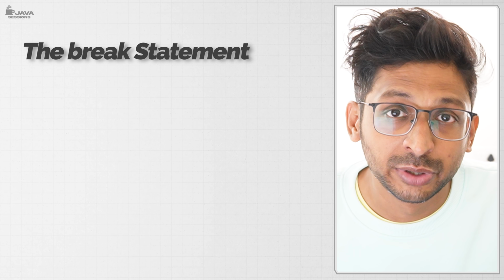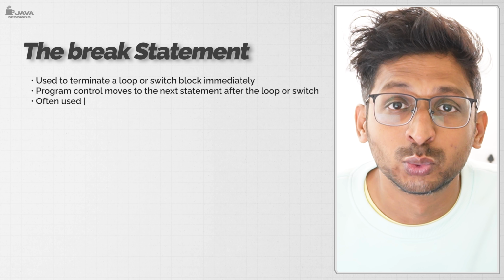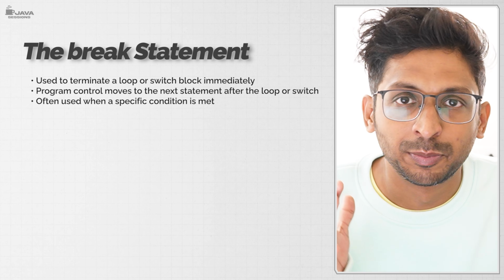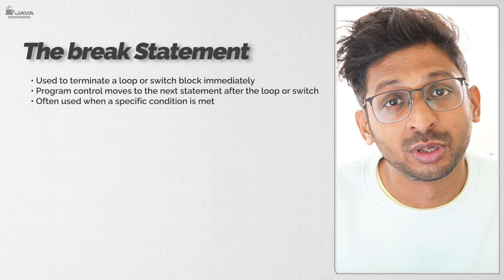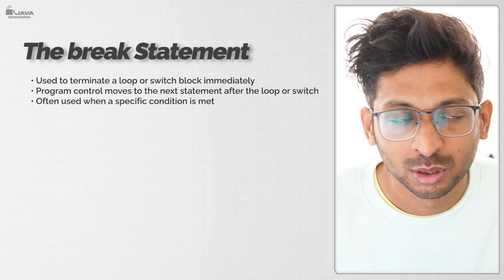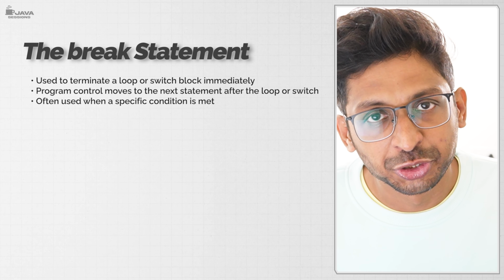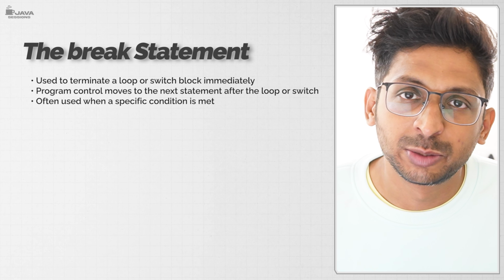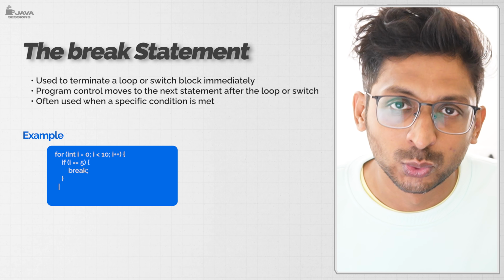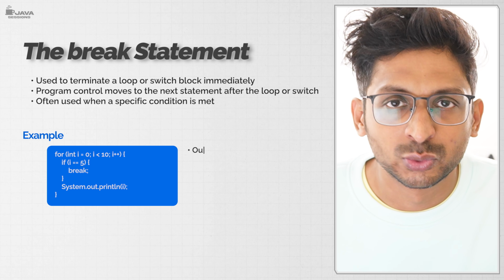Let's quickly look at the break statement. The break statement is used to exit a for loop or a switch statement prematurely. When a break statement is encountered, the program control immediately jumps to the next set of statements outside the loop or the switch block. You can use break to stop the execution of a loop when a particular condition is met, and in the switch statement you can use break to terminate the execution of the complete switch statement and prevent the execution from falling through to the subsequent switch cases.